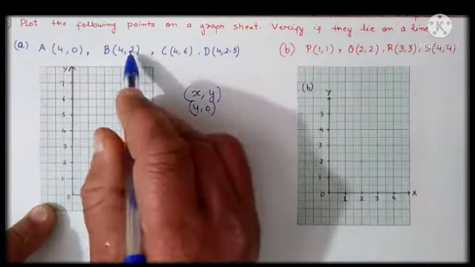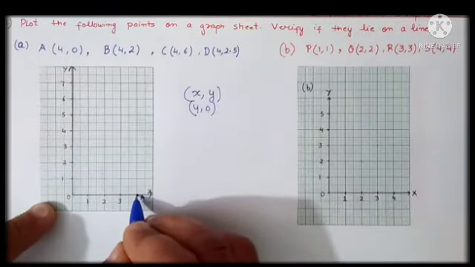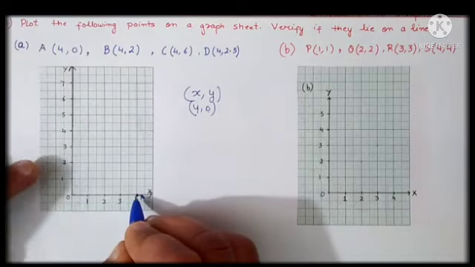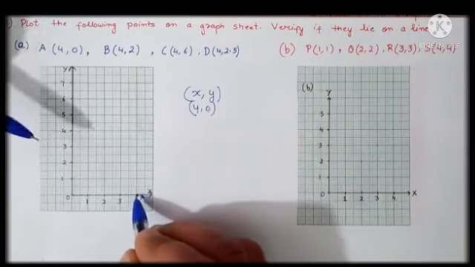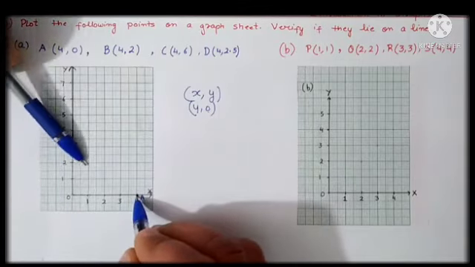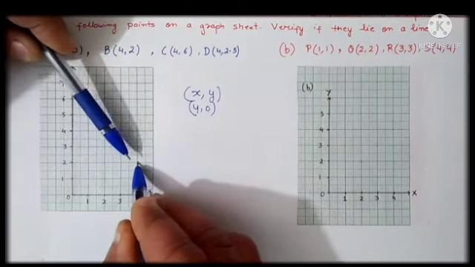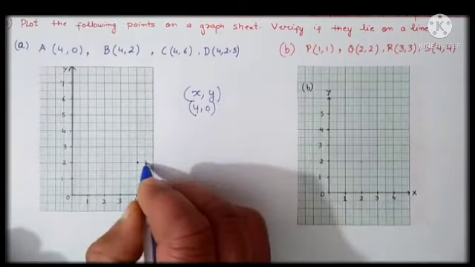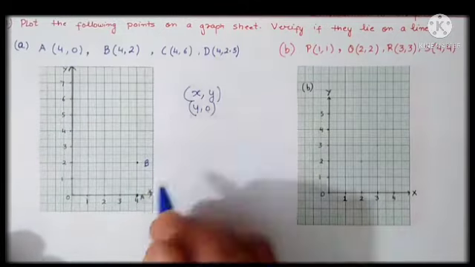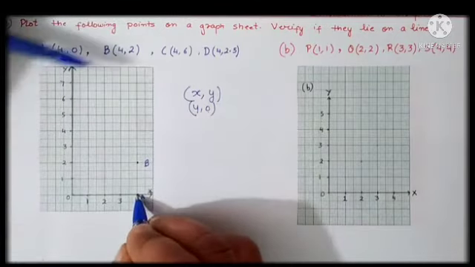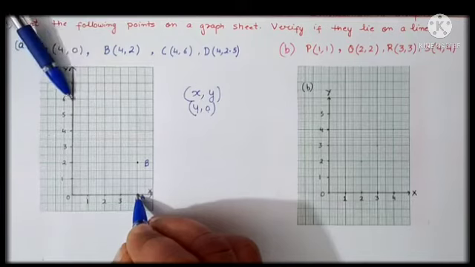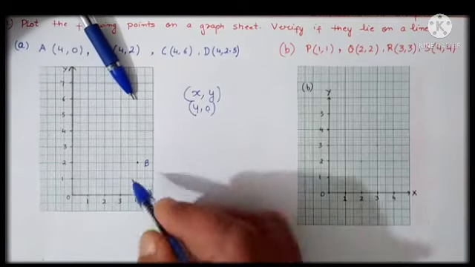Once you are done with the plotting of the point (4, 0), we will move to the second point, which is (4, 2). Now (4, 2): 4 is an x coordinate and 2 is a y coordinate. And we will plot this point as you can see in the video. So we have plotted 2 points, A and B.